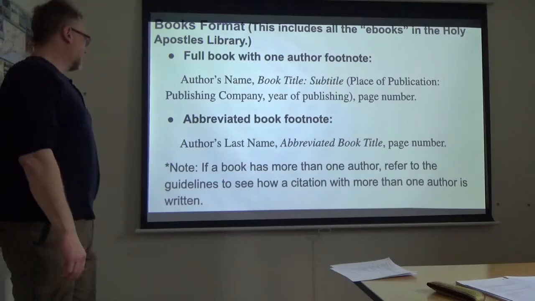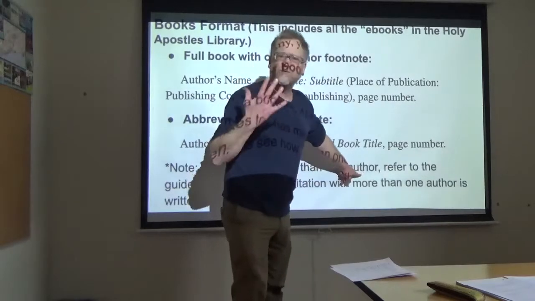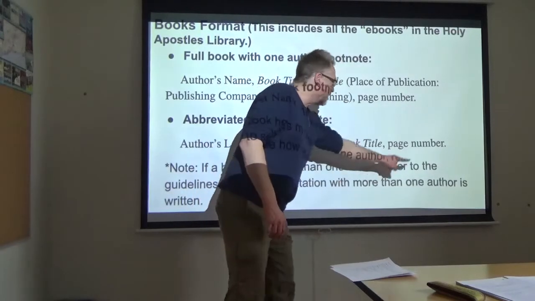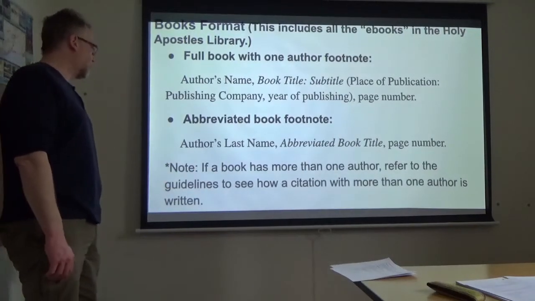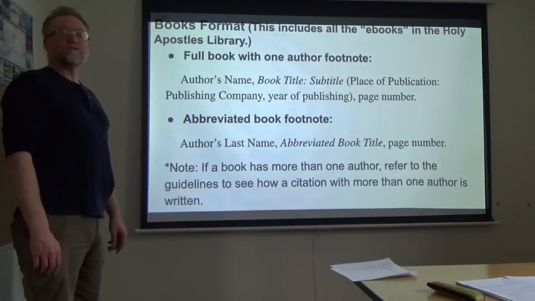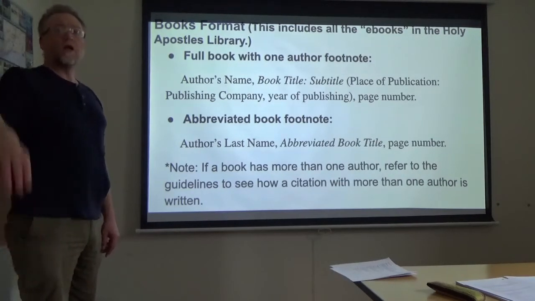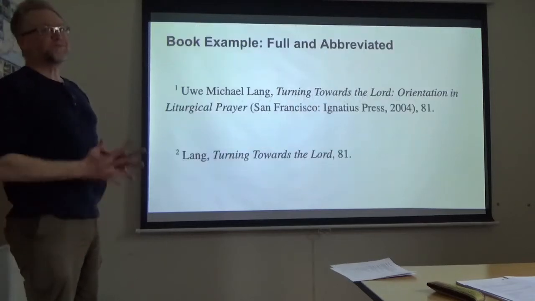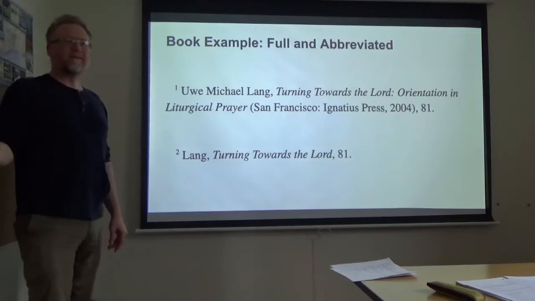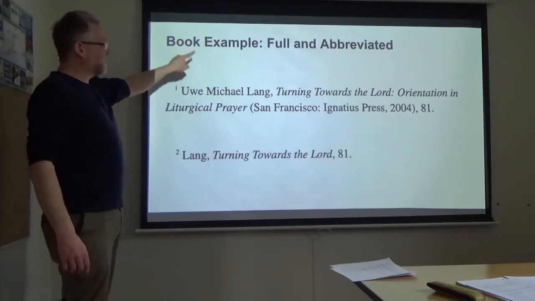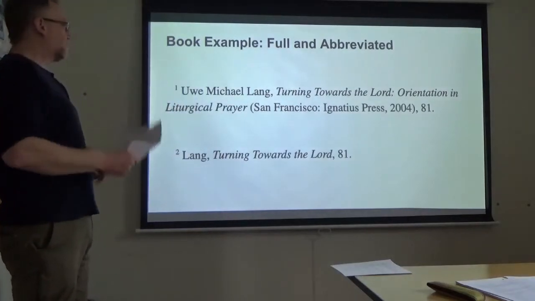All right. So note, if a book has more than one author, which is very often the case, refer to the guidelines to see how a citation with more than one author is written, okay? So that would be a time you have to go to the guidelines by yourself and find it. Slide. An example. Look at that. So book example, and also these examples are right at the bottom of the page here.